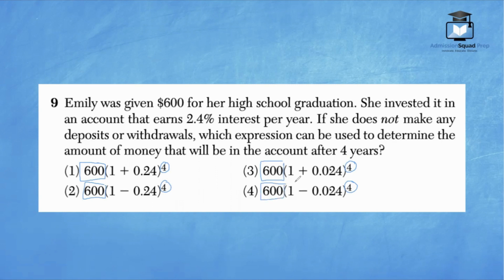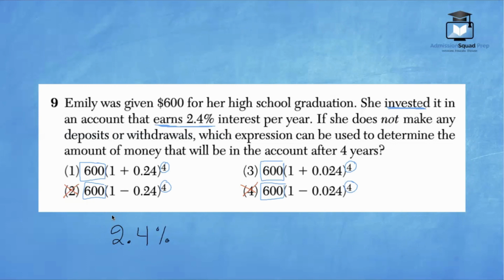We should also pay attention to what's happening in the problem. She is investing this money. Anytime you invest money and you are earning interest on an annual basis, that means your money should be going up, which means we're looking for an addition operation. So automatically we can go ahead and eliminate answer choice 4 and answer choice 2 because there is a subtraction operation. For answer choice 1 and 3, the only difference is how the actual interest rate is showing up. Remember, our goal is to convert the percent into a decimal.